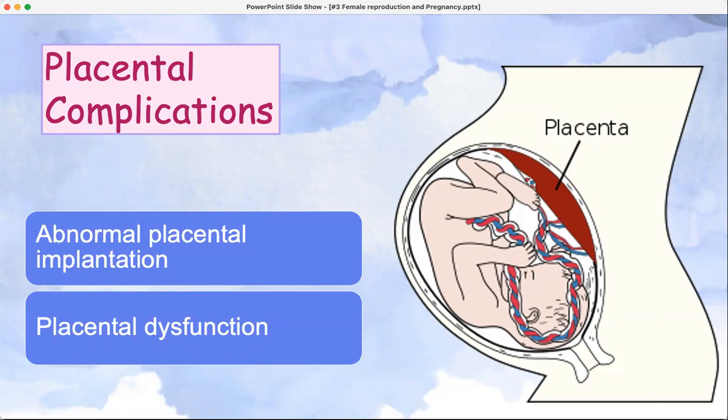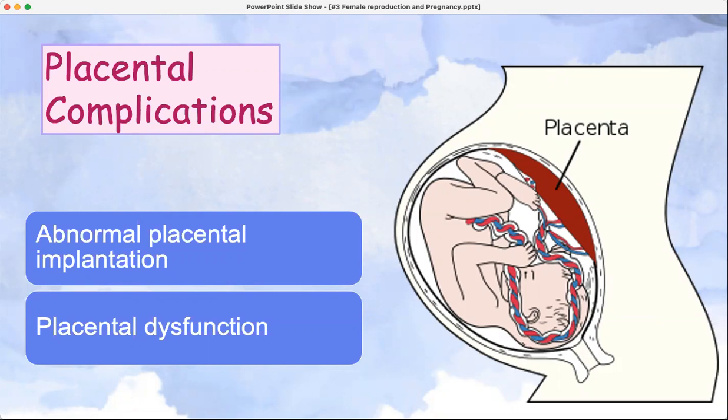All right, let's talk about placental complications. There's abnormal placental implantation, and there's also placental dysfunction. Placental dysfunction is when the placenta starts getting old, around 40 weeks. Actually, it starts to shrivel, and the babies can have difficulty growing at that stage. It can also develop placental dysfunction and cause eclampsia or preeclampsia.